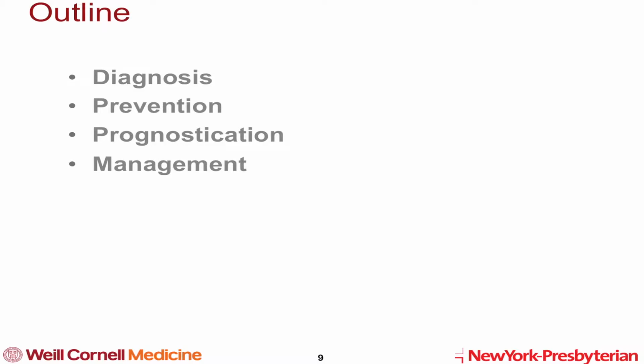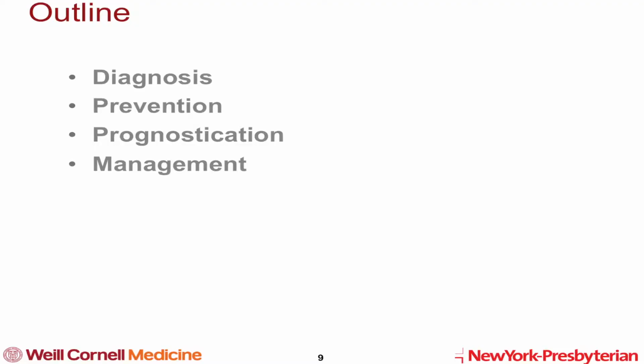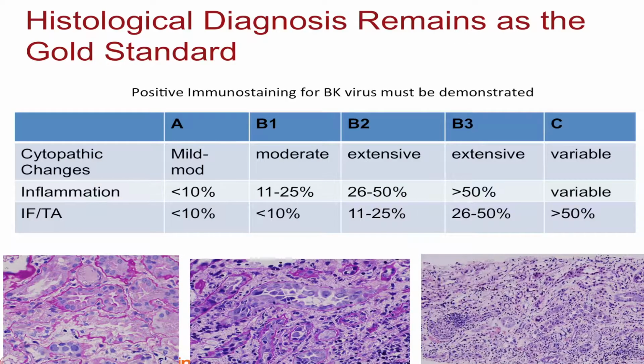So in this presentation, I'll briefly review the diagnosis, prevention, prognostication, and management of BK virus. In terms of diagnosis, histological diagnosis still remains the gold standard. Within the histological diagnosis, you must have positive immunostaining for the BK virus. That can be performed with a BKV-specific probe or the SV40 probe.